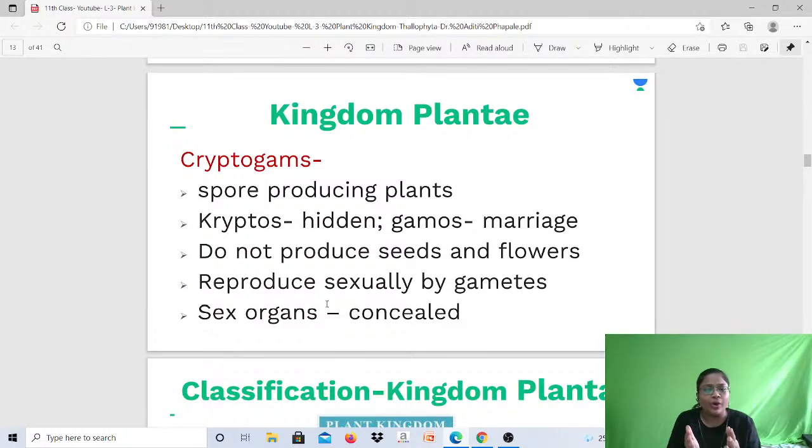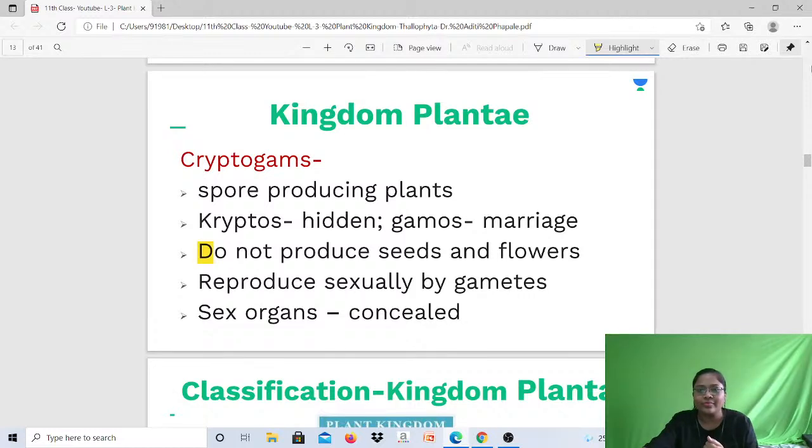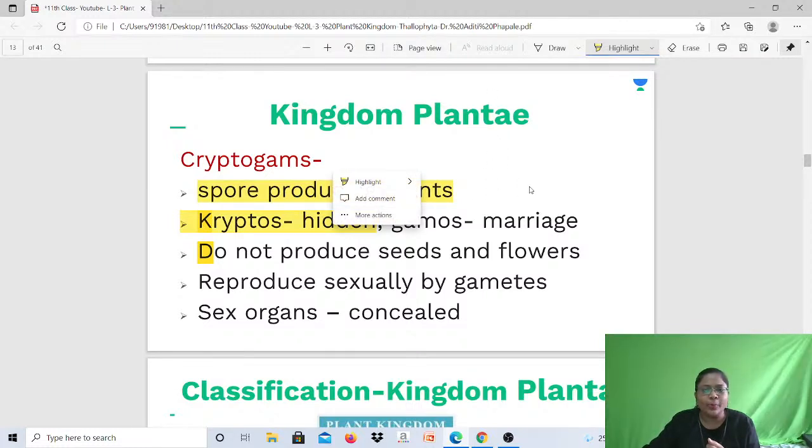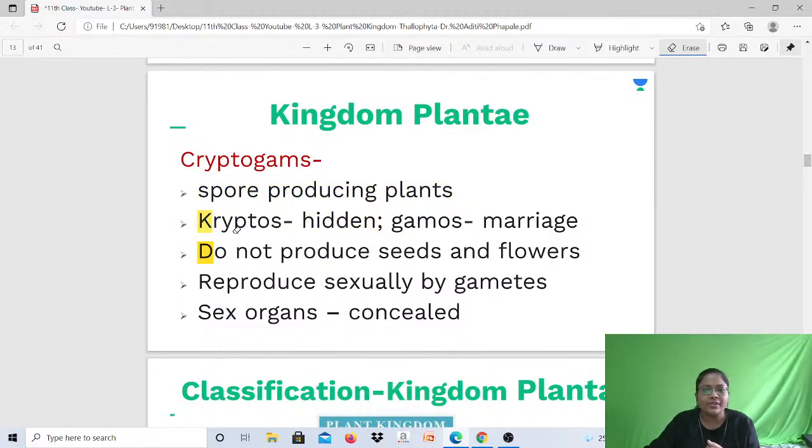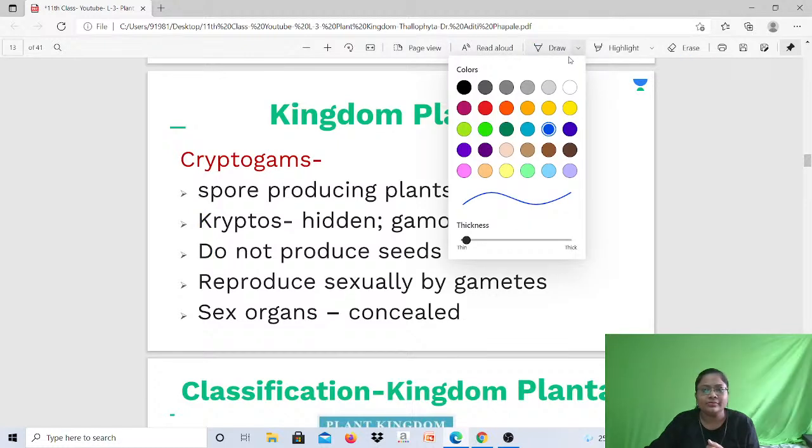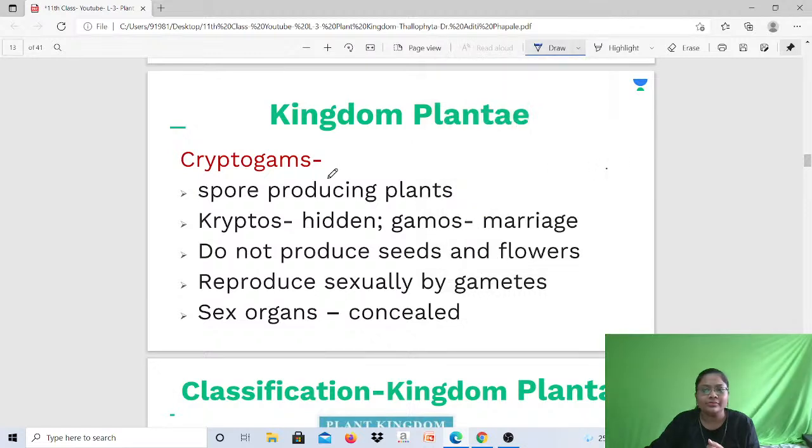Then there are cryptogams. One major group is phanerogams, and the other one is cryptogams. What are cryptogams? These are spore producing plants. Okay, see, so this is very important point. These, as you can see, cryptogams. So, these are spore producing plants.